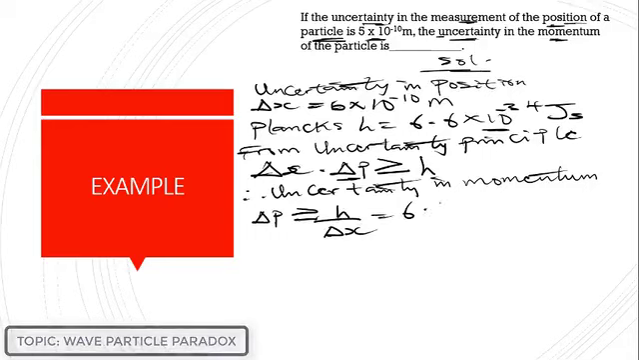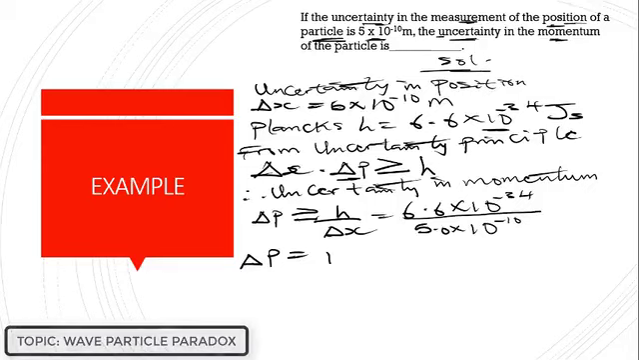So Planck's constant gives us 6.6 times 10 raised to the power minus 34, all divided by the uncertainty in position, which is 5.0 times 10 raised to the power minus 10. So applying the law of indices, the uncertainty in momentum is going to give us 1.32 times 10 raised to the power minus 24, because when this minus 10 comes up, it becomes minus 34 plus 10, which gives us minus 24, and its unit is the Newton second.